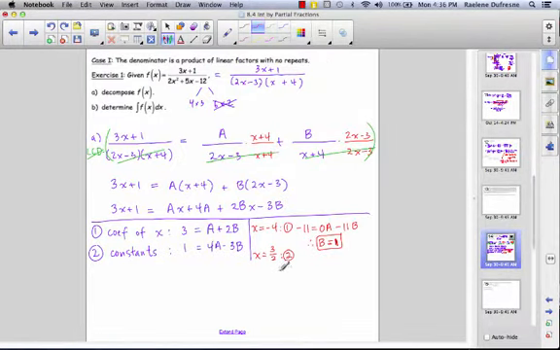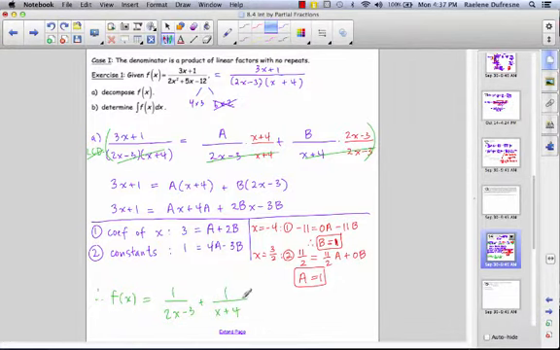So then continuing on with x equal to 3/2, 3 times 3 over 2 is 9 over 2 plus 1, which is 11 over 2, equals 3 over 2 plus 8 over 2 is 11 over 2 times a plus 0b, and I get that a is equal to 1. And so now I know that f of x is equal to 1 for a over 2x minus 3 plus 1 for b over x plus 4.